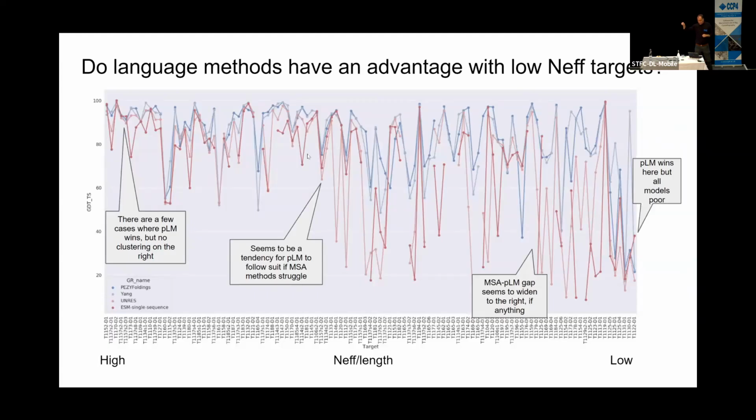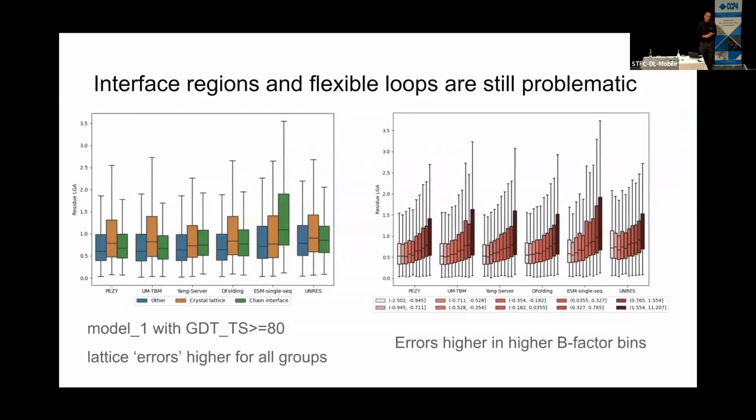And if you just visually track along, you'll see that where the MSA-based methods, the blue ones, struggle, in other words, they drop the quality, then we see the language model methods also drop. So they don't really seem to have any complementarity, any synergy. They can't really fill in any of the gaps the MSA methods struggle with based on this data. So that's a little bit about the targets as a whole.